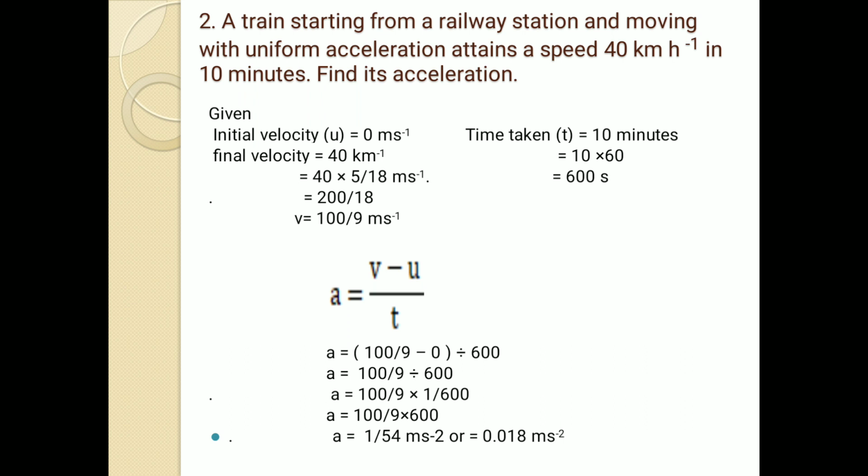Is it clear? Okay, so A is equal to 100 divided by 9 into 600. 20 gets cancelled, so the numerator is 1 only, denominator 9 sixes are 54. So that is 1 divided by 54 meter per second square. You can write it as it is, or if you want you can convert into decimal, that is 0.018 meter per second square. So this is the acceleration of the train. Is it clear, children? So we'll go to the next sum.